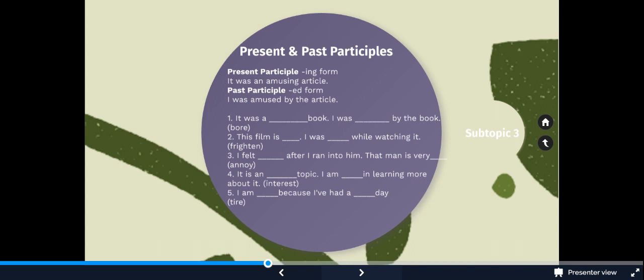Second one. The film is dash. I was dash while watching it. The film is, it is in present tense, so present participle. The film is frightening. I was frightened while watching it.